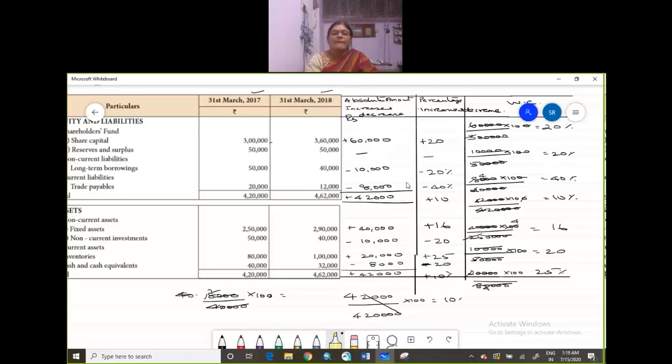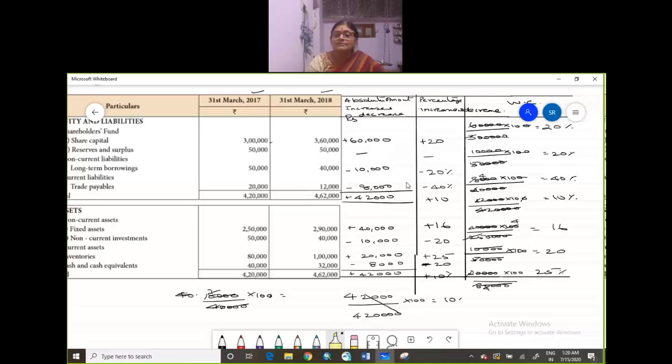Now see here, you got an increase of 20% in your share capital. Your long-term borrowing has reduced by 20%. That's good. Your payables is reduced by 40%. So all that is a positive sign. Now your total liability has increased by 10%, and your asset also has increased by 10%. Your fixed assets increased by 16%, non-current investment reduced by 20%, inventories increased by 25%, and cash and cash equivalents reduced by 20%.